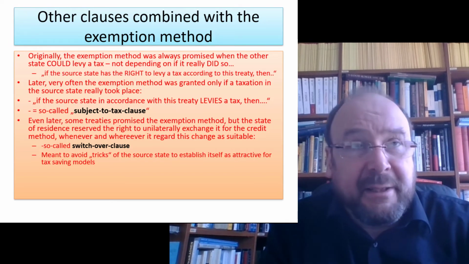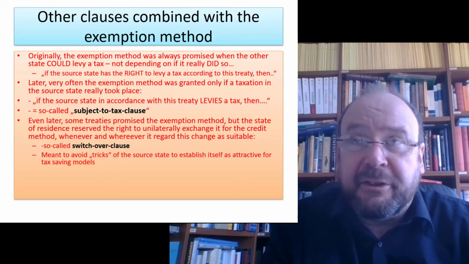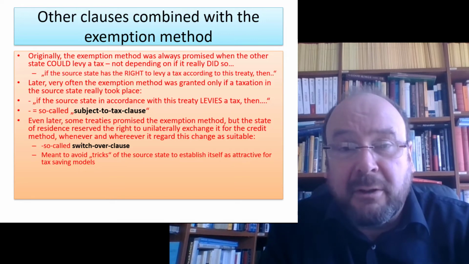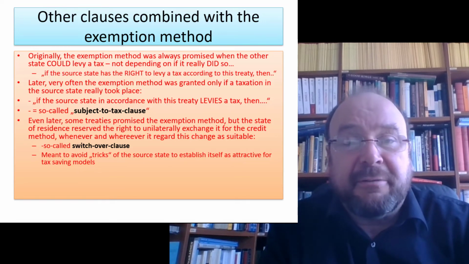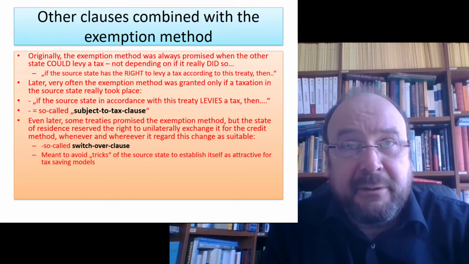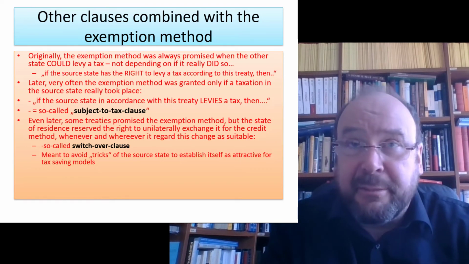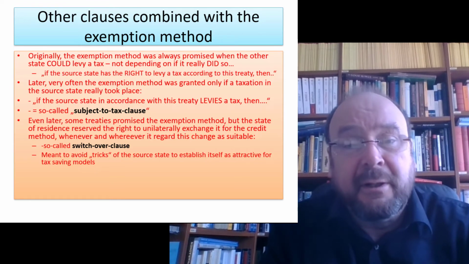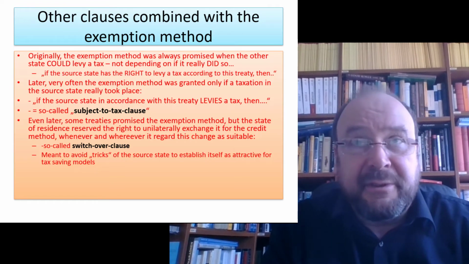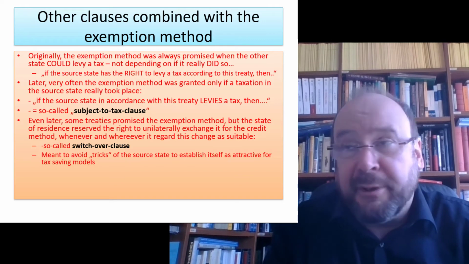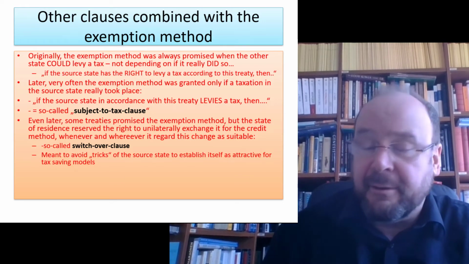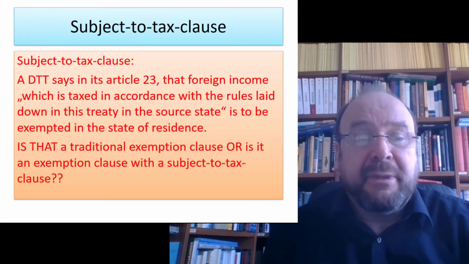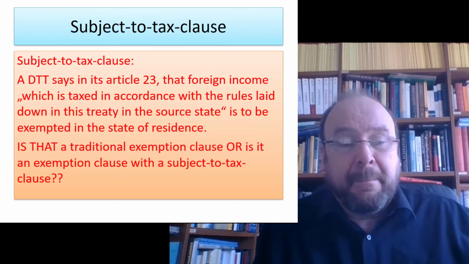Write them a letter, exemption is gone, we change to the credit method, and then the foreign tax saving model, this special offer, loses every attractivity, because then, with the credit method, you always end up on the higher tax level of the both countries involved. So they would end up with the German tax level, which is probably worse than the local regular tax level, and that would be a nice effect. So back to the subject to tax clause.